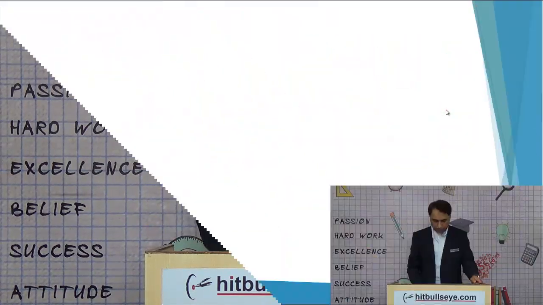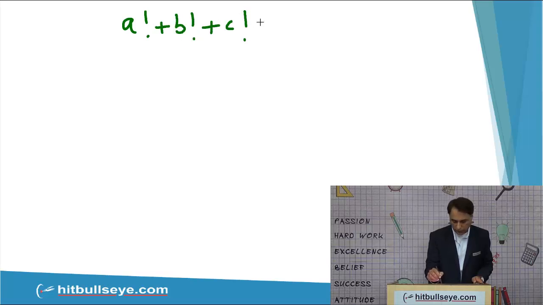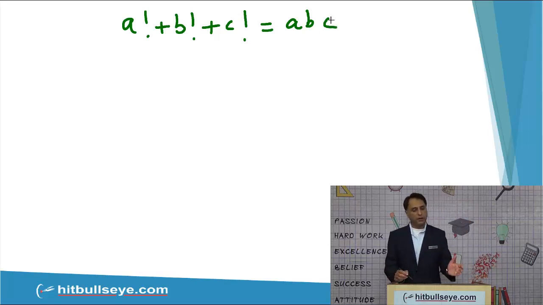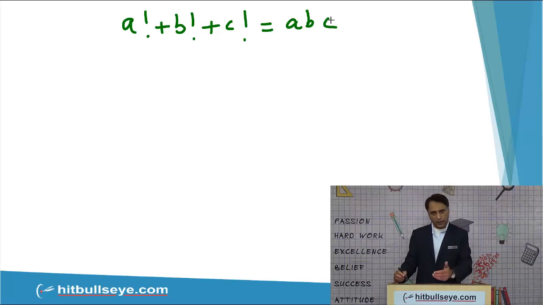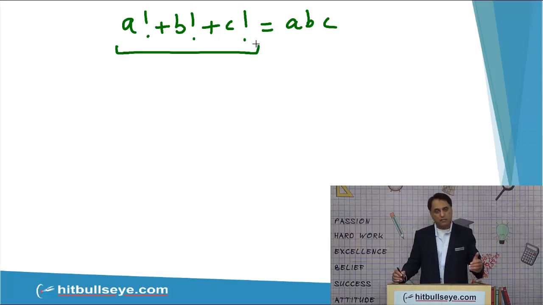So let's look at the strategy for this question. The given equation is that the sum of these 3 factorials is equal to ABC. On the left hand side, we have the sum of 3 factorials. On the right hand side, we have a 3-digit number, which means that none of these A, B and C can take a value of 7 or more.